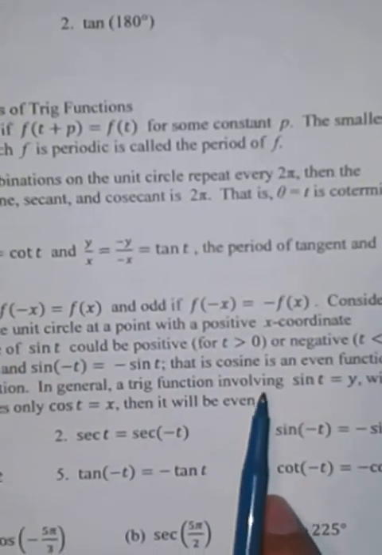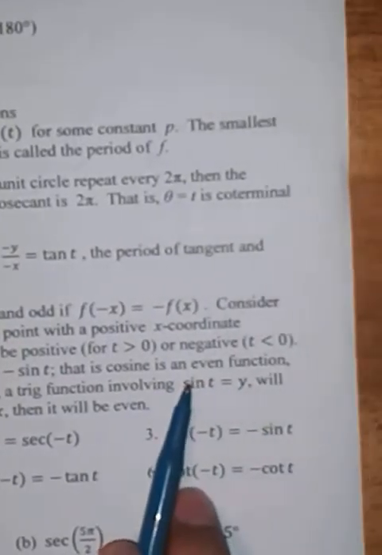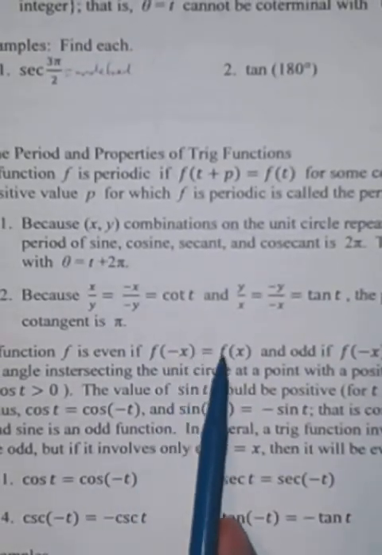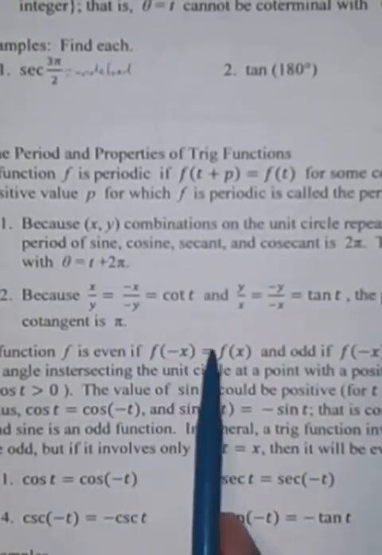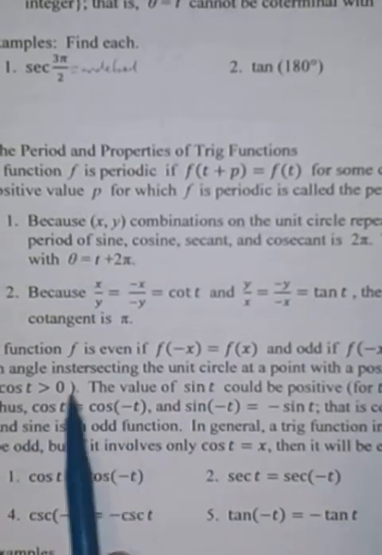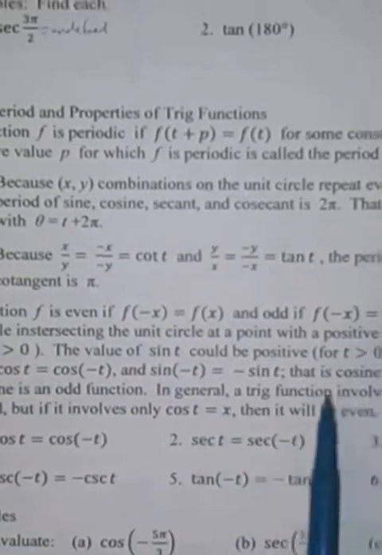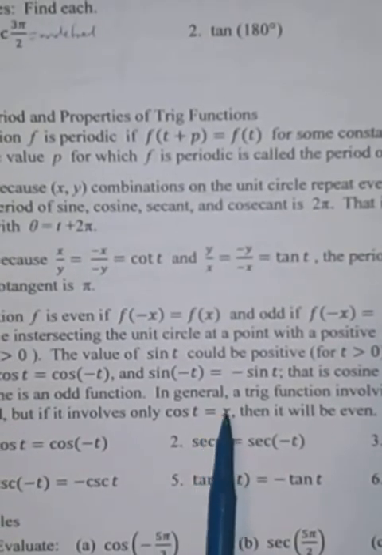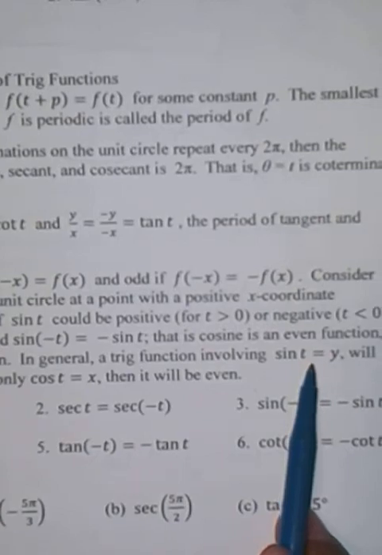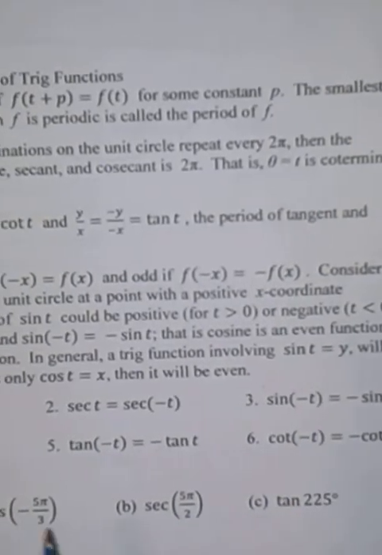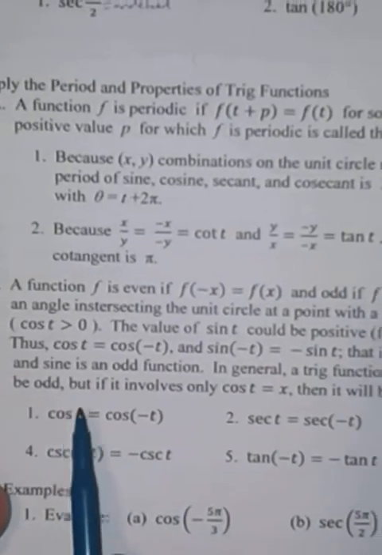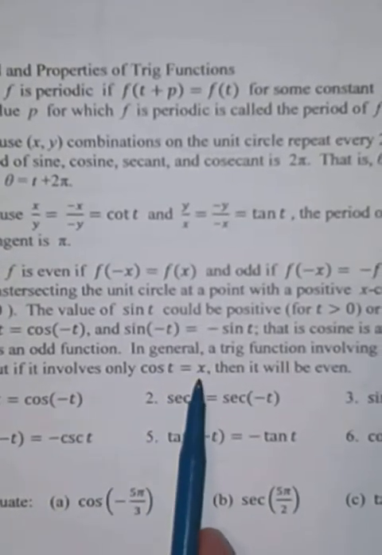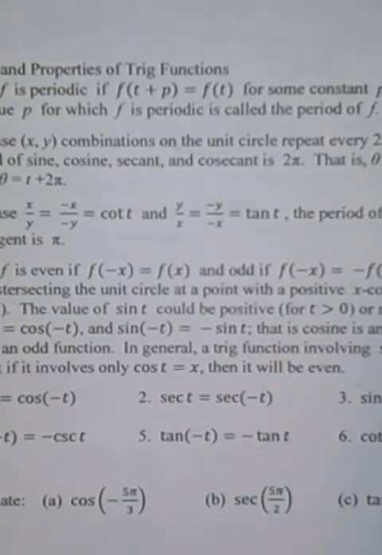All right, cosine is an even function, because it matches the definition of an even function. And sine is an odd function, again, because it matches the definition of an odd function. In general, a trig function involving sine of t, which is y, on the unit circle, will be odd, but if it involves only cosine of t, which is only x, then it will be even.